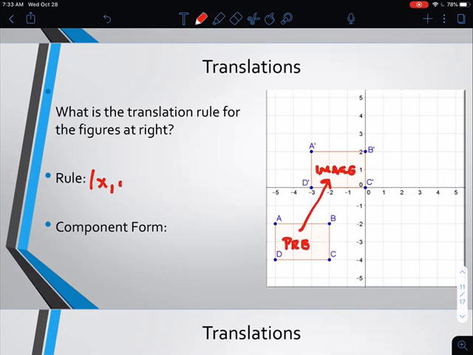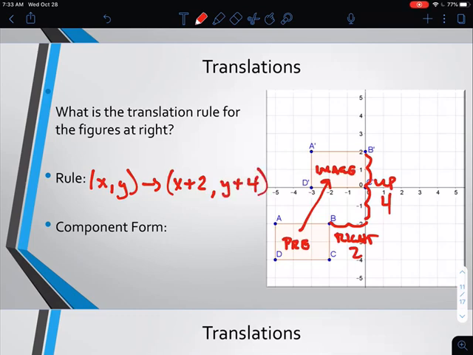So I start with my translation rule. All translation rules start the same. It's going to say x, y, and then an arrow. So I'm going to take x and y and map it to here. In this case, I just pick a point and figure out how it traveled. So for B, I go right 2, and then from there I go up 4. So if I go right 2, that means I took x plus 2, positive for right. And then for up, I'm going to have plus 4 for y. So there's my translation rule.